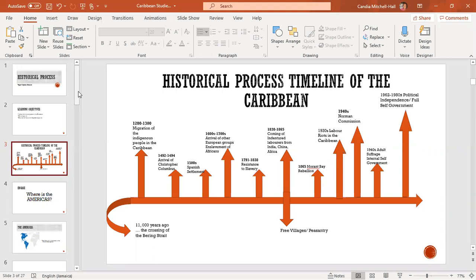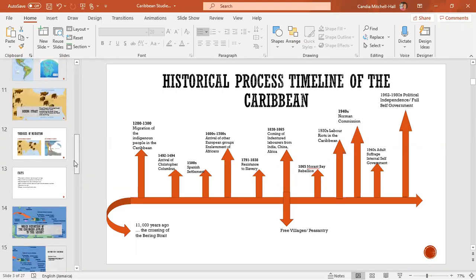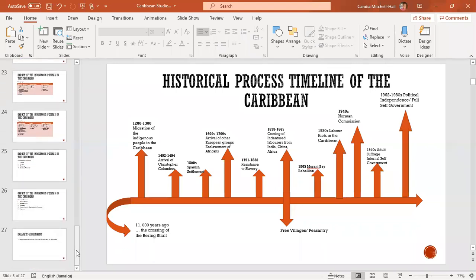So if you go into the exam and they ask you, what are the contributions of the indigenous Indians? Don't tell me about the indentured Indians. The indentured Indians came from India. The indigenous Indians came from somewhere in Asia that is called Siberia. All right? So that's where they would have arrived from.